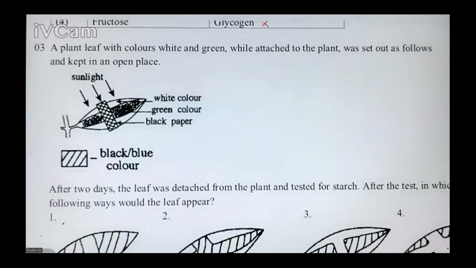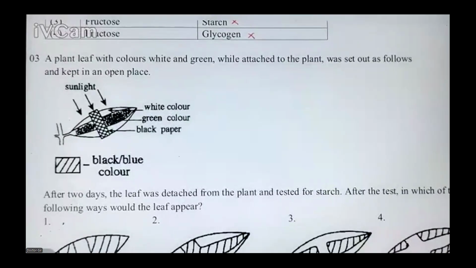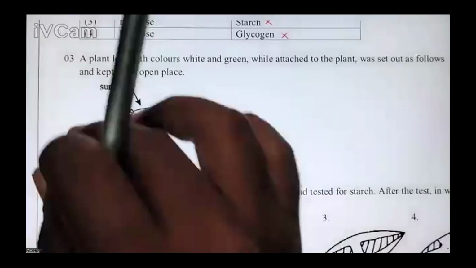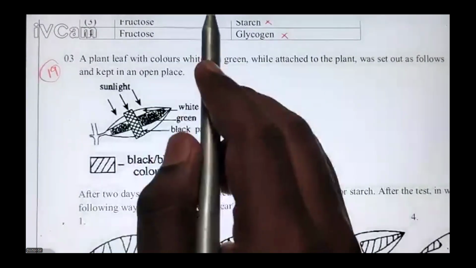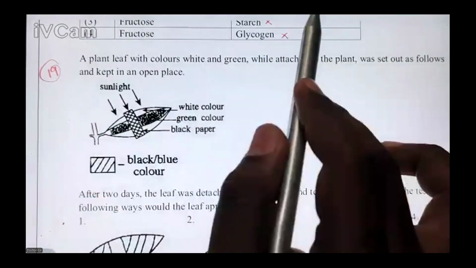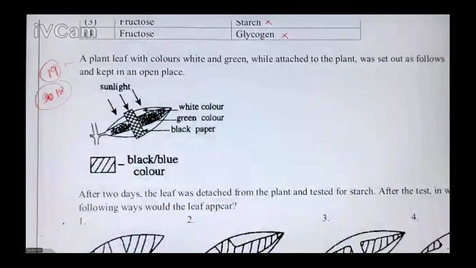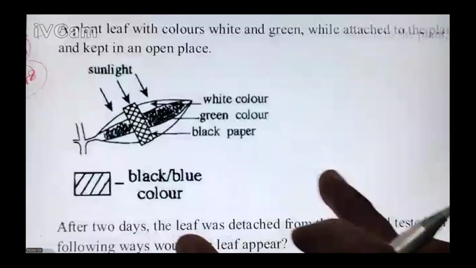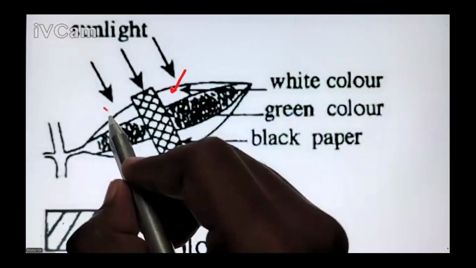I think this question also belongs to the 2018 paper. So look at question number 19 in the 2018 O-level paper. Right. They are telling us about a plant leaf with white and green color. They have mentioned the white color area here. These areas are the white color area.